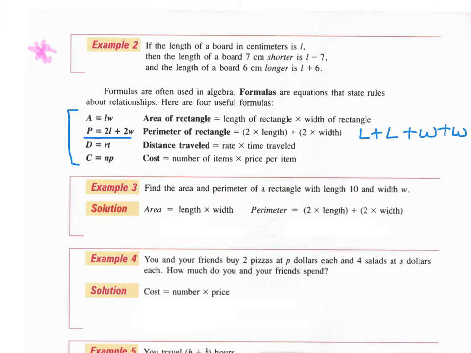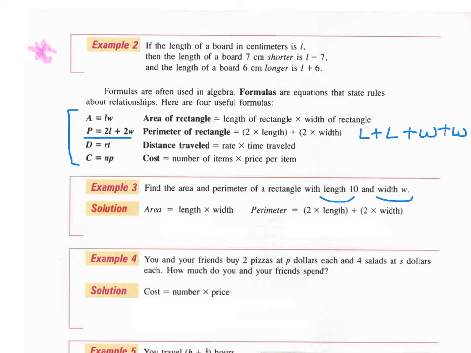So I'll give you the formula for these because technically we're not doing geometry. So I'll give you the formula. I'm just going to expect you to be able to come up with how you would replace it into the equation. So for example 3, it says find the area and the perimeter of a rectangle when they're giving you a length of 10 and a width of W.